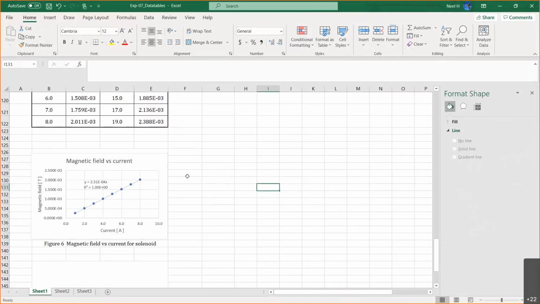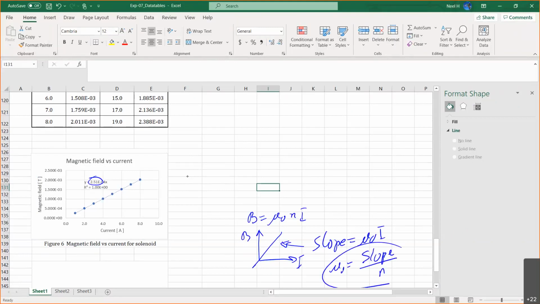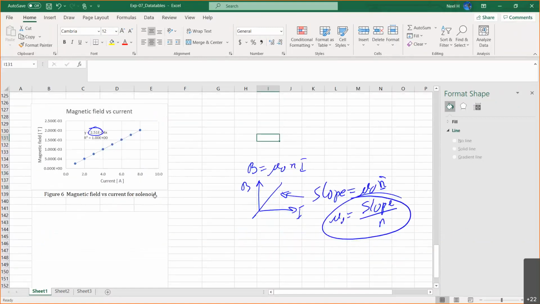Technically, we know the formula is mu 0 n times I. So I'm making the graph between B and I. So the slope of the graph should be mu 0 times n. So I can re-estimate mu 0 by just dividing the slope by n, right? We could do that, but it's okay. I forgot to add that extra data table there. That's okay, but you have the idea, okay?